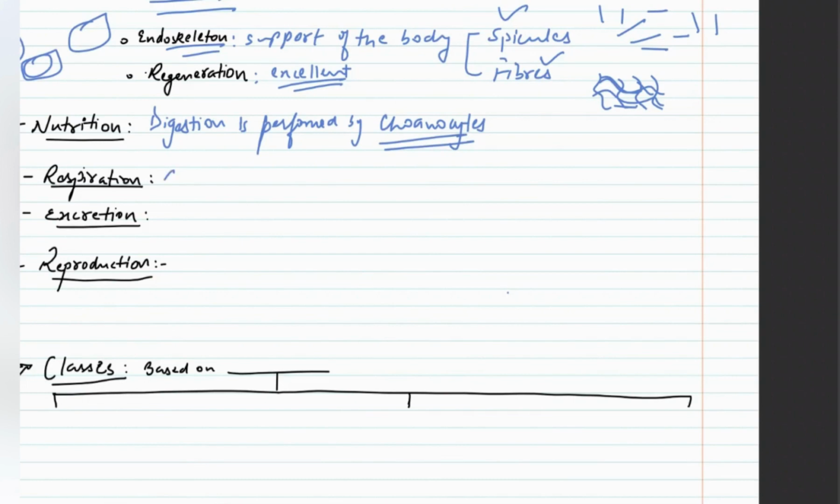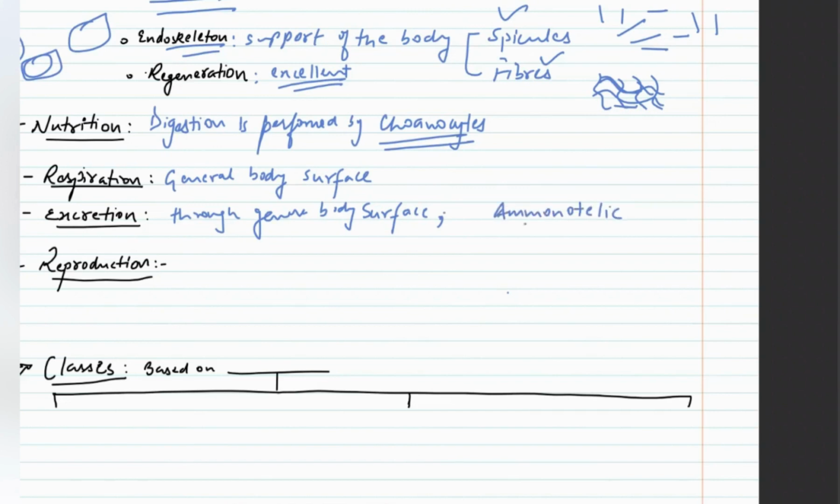Respiration is through the general body surface. The entire body is able to exchange gases with the environment. Excretion is again through the general body surface. The mode of excretion is ammonotelic, that is, they excrete ammonia dissolved in water.